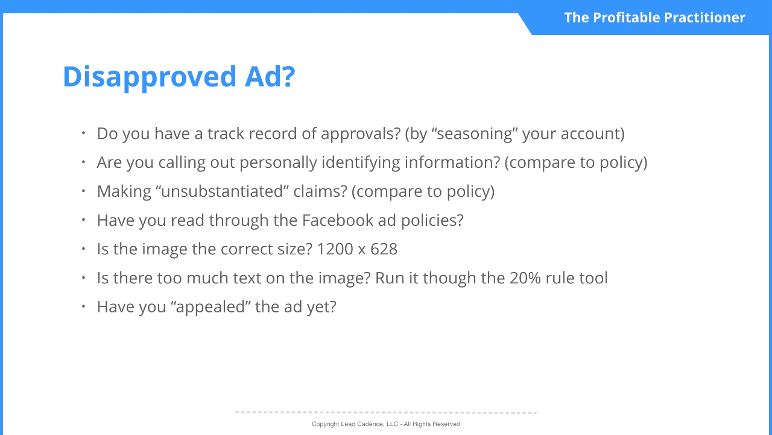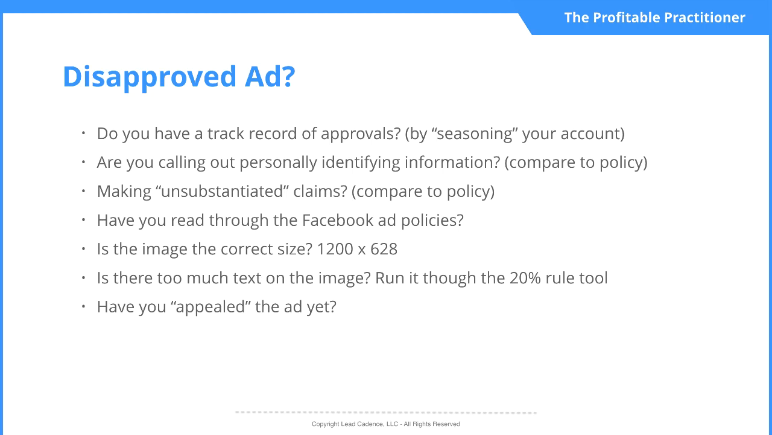So first of all, do you have a track record of approvals in your account? So have you gone through and seasoned the account properly? If we have a track record of approvals, it's more likely that our ads from here on out are going to get approved. If we have a brand new cold account without any seasoning in it, they're going to look at our ads under a finer microscope. So if you haven't done the seasoning process yet, make sure to go back and do that.